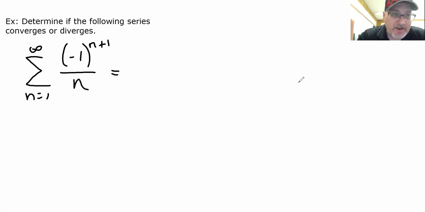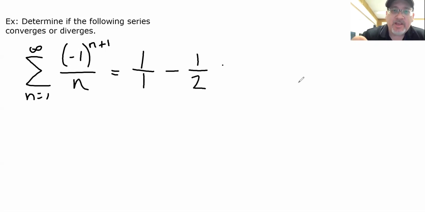If n equals 1, then the numerator is negative 1 squared, which is 1, and the denominator is 1. If n equals 2, then the numerator is negative 1 to the 3rd power, which is negative 1 over 2. If n equals 3, then the numerator is negative 1 to the 4th power, which is positive 1 over 3.